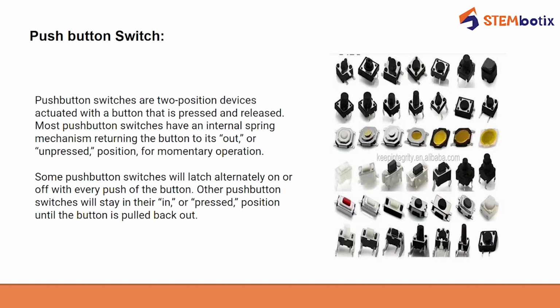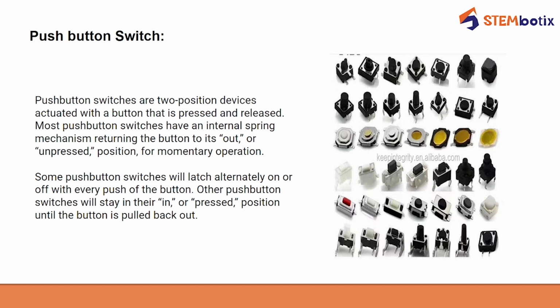Push button switches are two position devices actuated with a button that is pressed and released. So a push button normally has two states. First is when pressed, when you are pressing that push button, that is the first position, and second is when you release your hand off. So one is pressed and the other is released.